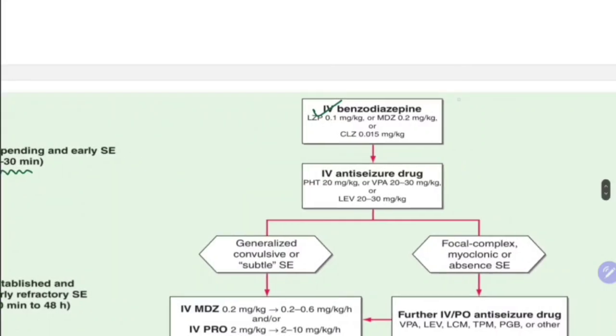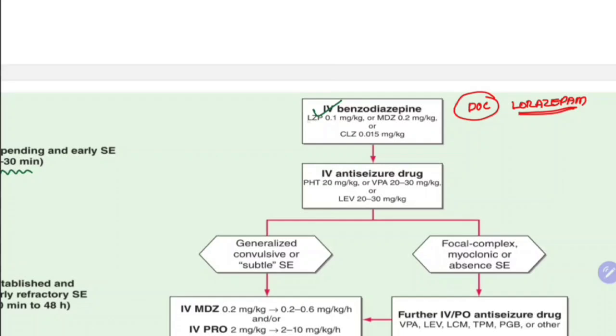What is the drug of choice for status epilepticus? This is the most commonly asked question in all the exams, and the answer is lorazepam. Why lorazepam? Because the onset of action is very quick, first point. Second, benzodiazepines have relatively fewer side effects, and there is an antidote also. Flumazenil is there, in case of overdose.